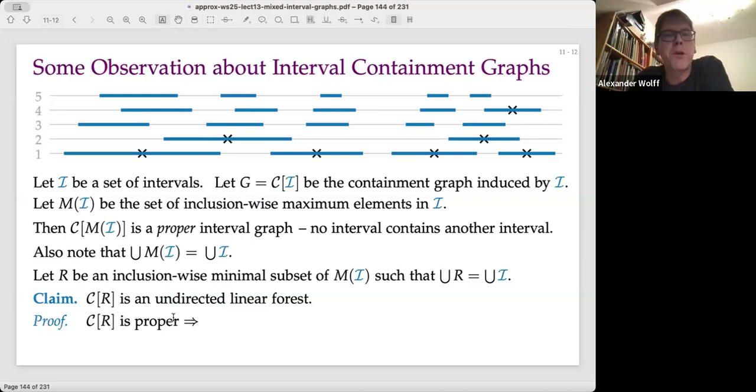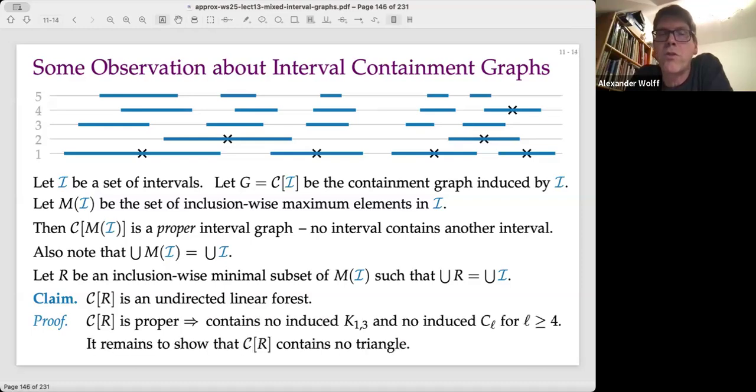Well, simply because it's a proper interval graph. That means it does not contain any induced K_{1,3}s. In other words, if it was a tree, it cannot branch, and it also cannot contain a larger cycle.